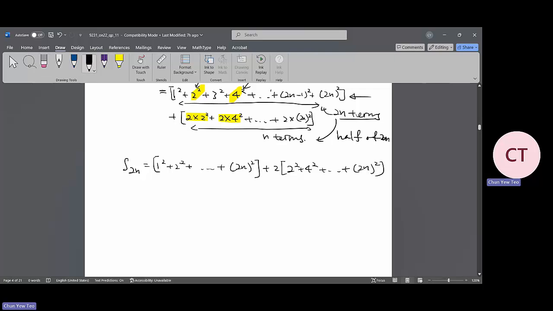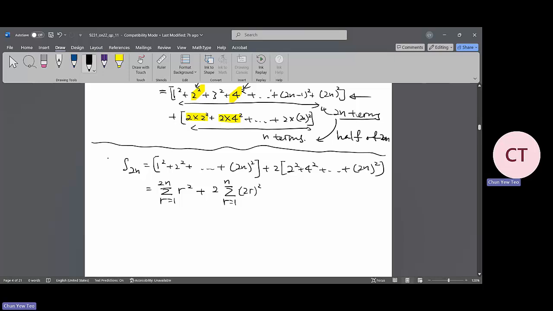So this will have 2n terms. This one has only n terms. So you just write this as a series of 2n, r from 1 to 2n. So this is the sum of r square plus 2 times the sum to n of 2r square. Okay, so this is what you're supposed to have. So the solutions for these questions B, we start from here directly.